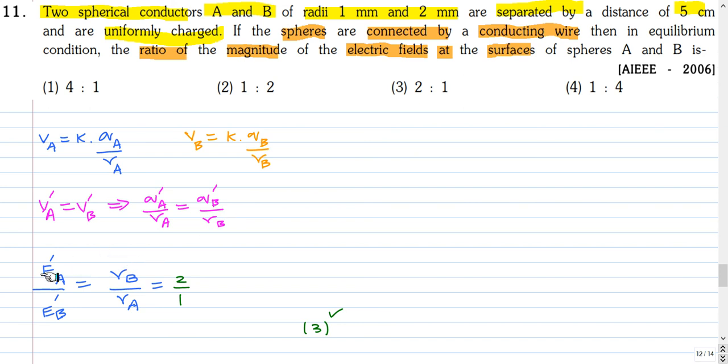Now the electric field on the surface of A due to the charge present in A will be K into QA prime divided by RA square, and similarly for sphere B will be K into QB prime by RB square. We are continuing to assume that the spherical conductors are uniformly charged. So the ratio of the electric fields will be in the inverse ratio of the radii. So it will be 2:1. The correct option is option 3.